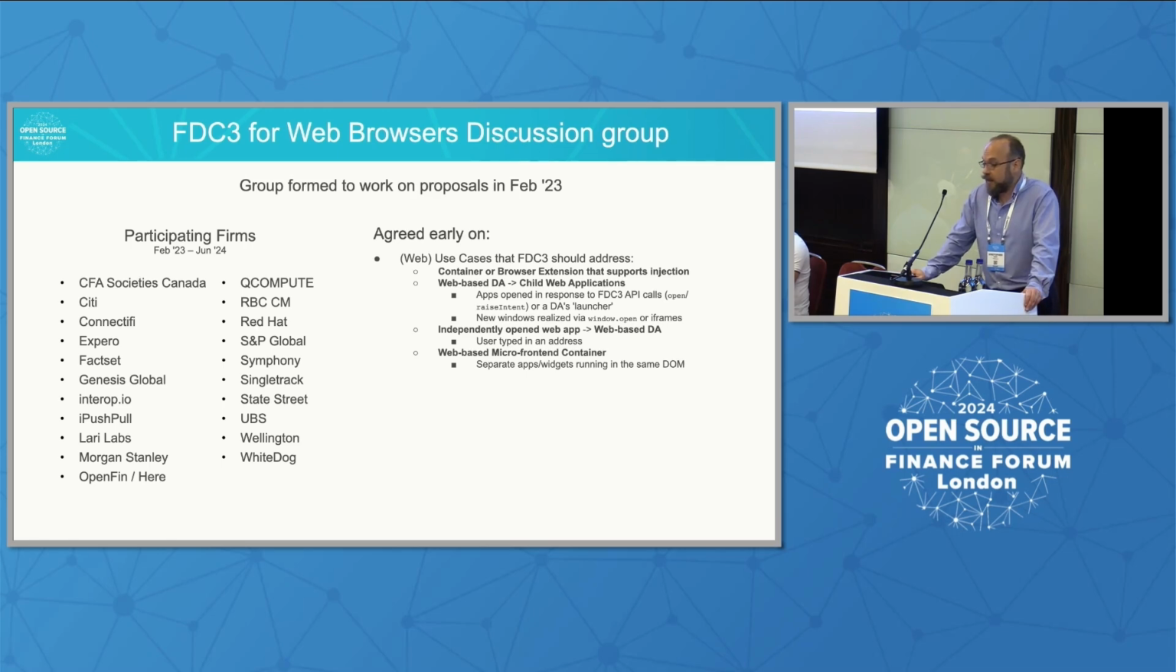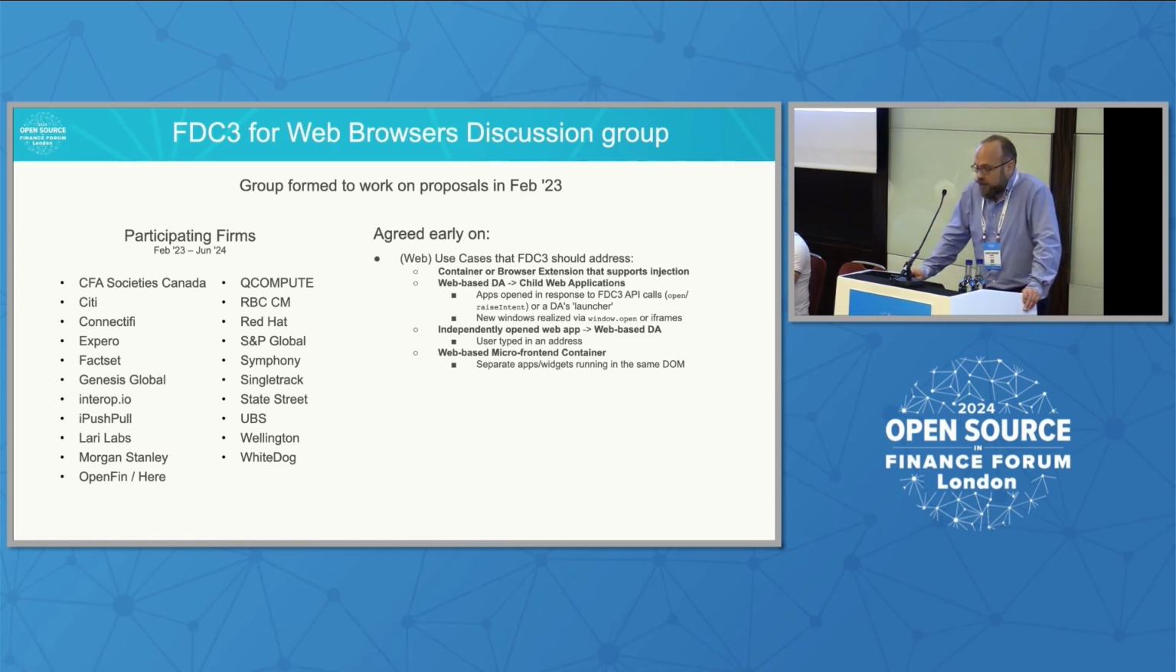The existing container or browser extension use case where you can inject the API, but also web-based desktop agents where applications are started as children of the desktop agent, either by opening them through the FDC3 API or clicking on some sort of launcher and starting an application. Those windows will typically be realized by window.open to open a new browser window or adding an iframe to an existing window. We also wanted to support independently opened web applications. So if somebody types a web address into the browser and goes there, you need to do different things versus if it was started by the desktop agent.